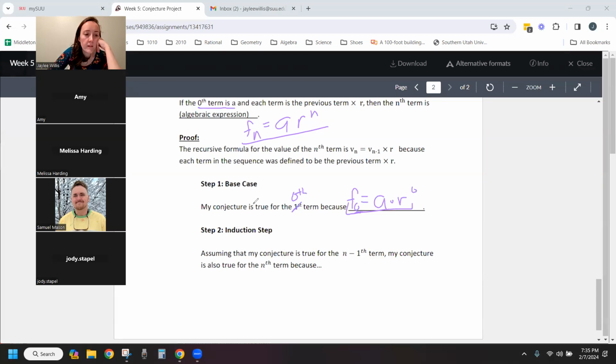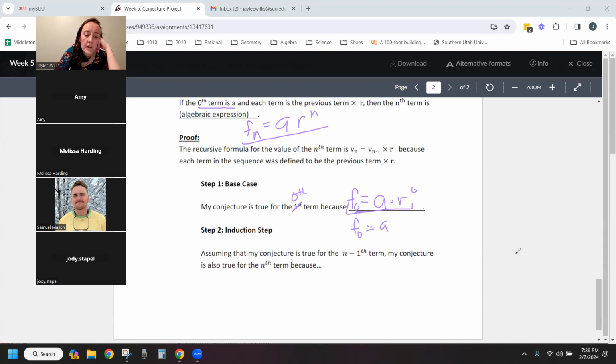Yep, perfect. That's one of the exponent properties. I don't actually know what the name of it is, but basically it's the exponent rule that says any number to the 0 power always equals 1. So you could use that to justify that this equals a, and that would prove our base case.